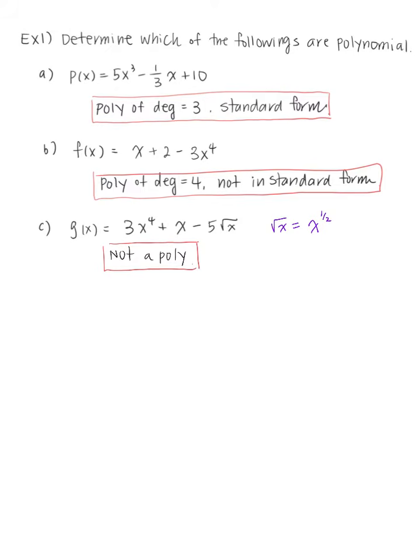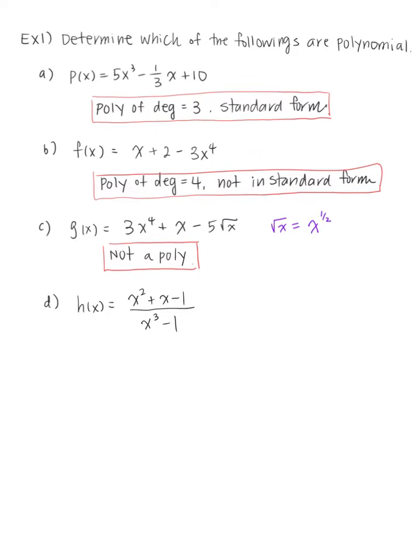All right, now let's look at something a little bit different, part D. H of x equals x squared plus x minus 1 divided by x cubed minus 1. Now, is this a polynomial or not? Well, if I look at them separately, the numerator is a polynomial of degree 2 in standard form, and the bottom is also a polynomial of degree 3 in standard form. However, if you have a polynomial over another polynomial, this is no longer a polynomial.